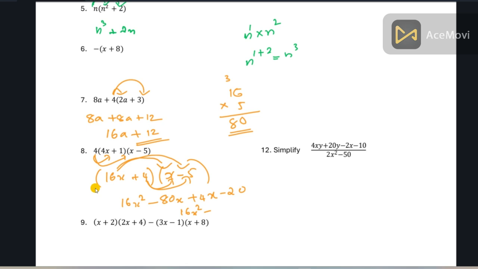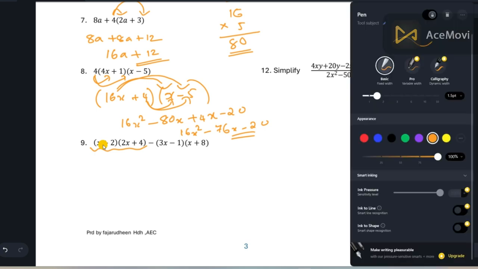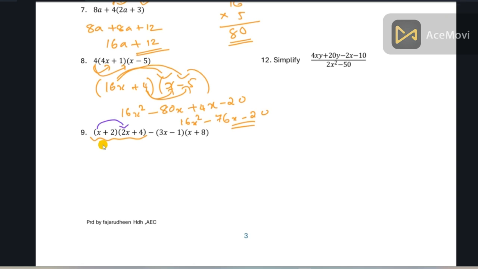And we can do the last question from here. First we can just do this part. x times 2x is 2x square, x times 4 is 4x, then 2 times 2x again is 4x, then 2 times 4 is 8. So the first portion is over. Minus, the bracket is very important because of this negative. Then we do this part. 3x times x is 3x square, 3x times 8, 3 times 8 is 24, so 24x, then negative 1 times x is minus x, negative 1 times 8 is minus 8.